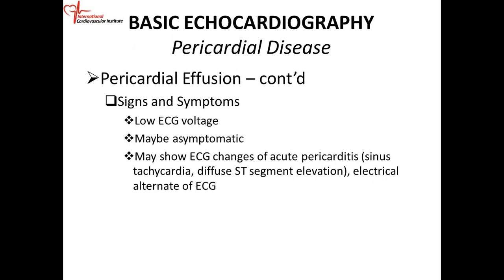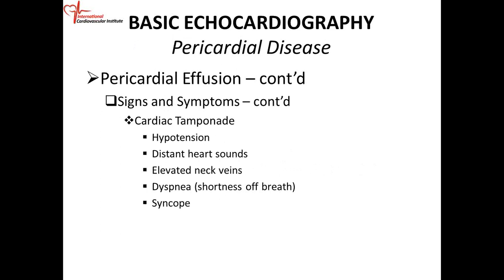Because if someone comes in syncopal with low blood pressure, and you see electrical alternans, you listen to the chest and you can't hear the heart sounds, then you have to put everything together. All right. So again, tamponade is big. When a patient comes to the lab with pericardial effusion, your job is to say, I'm not going to let this patient out of the lab if they have tamponade. So you have to prove to yourself that they don't have tamponade, because tamponade can kill the patient.